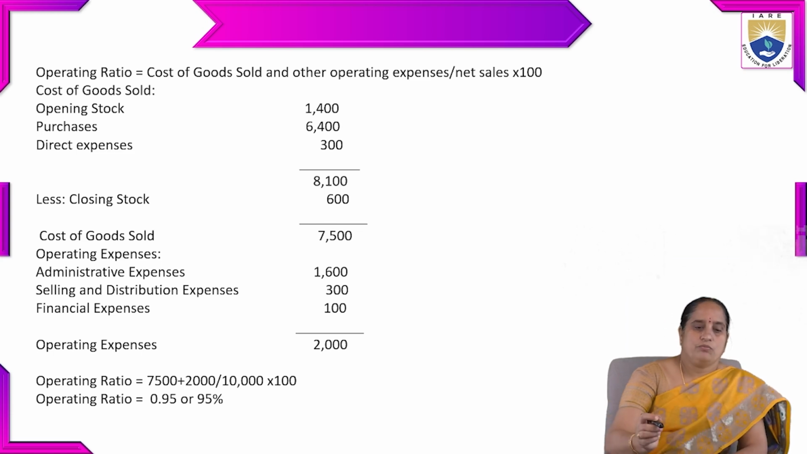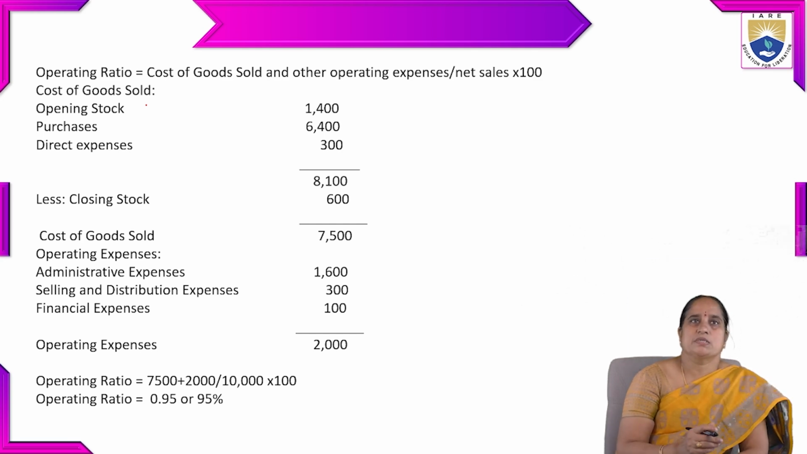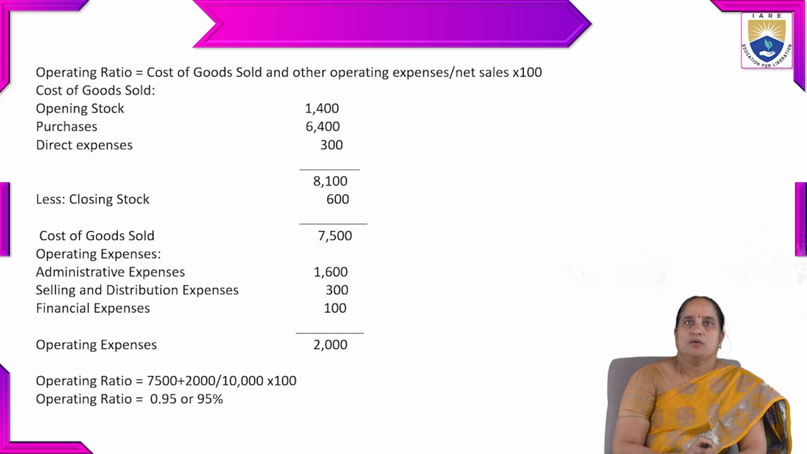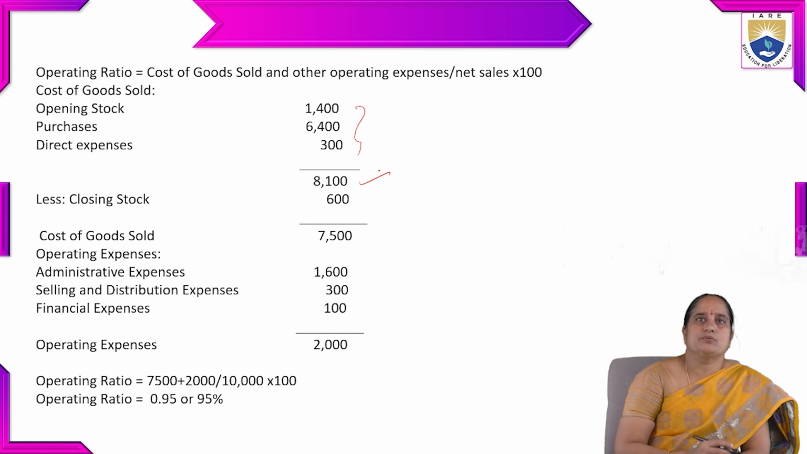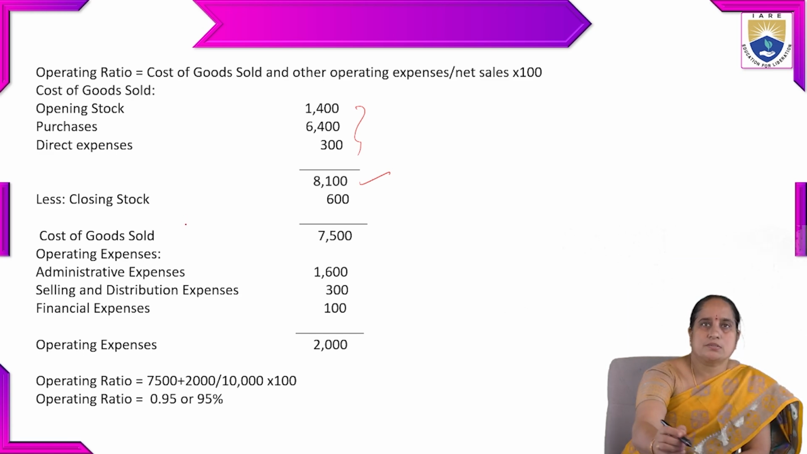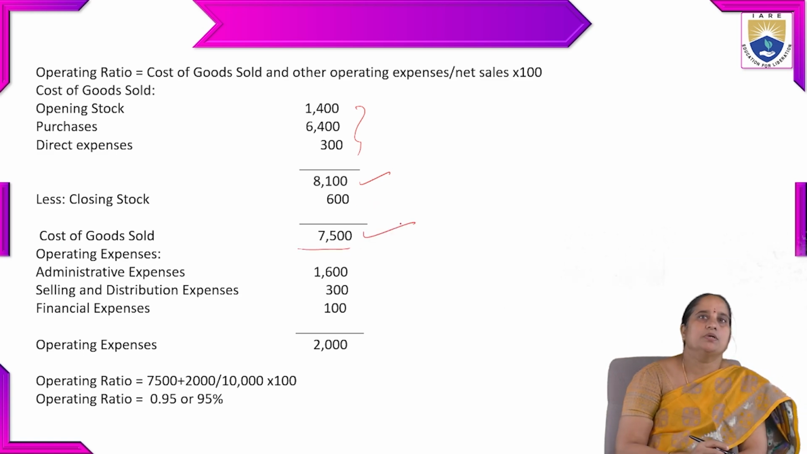So first we have to calculate cost of goods sold. What items come under that? Opening stock plus purchases plus direct expenses. If you add these three, the total is 8,100. From that, we have to subtract closing stock. Closing stock is 600. Then we get cost of goods sold as 7,500.